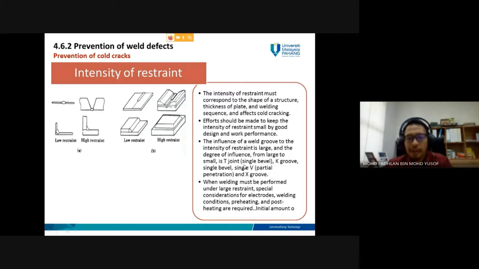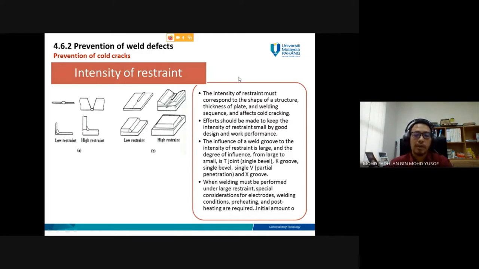is T-joint, single bevel, or K-groove, single bevel as well. Okay, single V partial penetration, and also X-groove. When welding must be performed under large restraint, special consideration for electrodes, welding condition, preheating and post-heating are required.